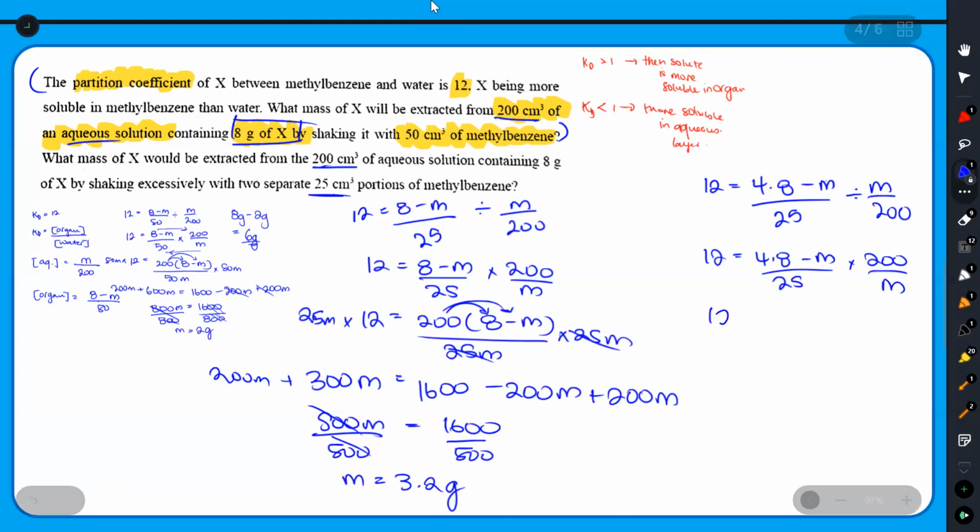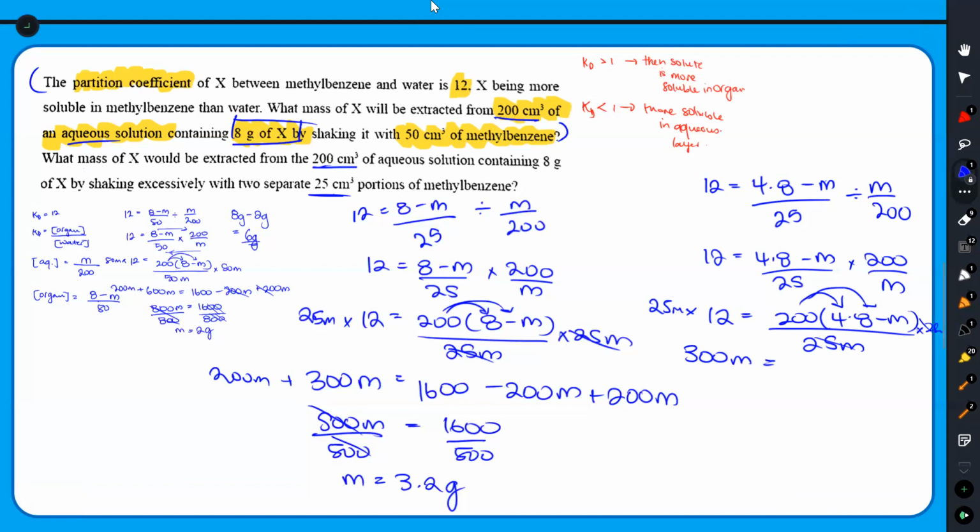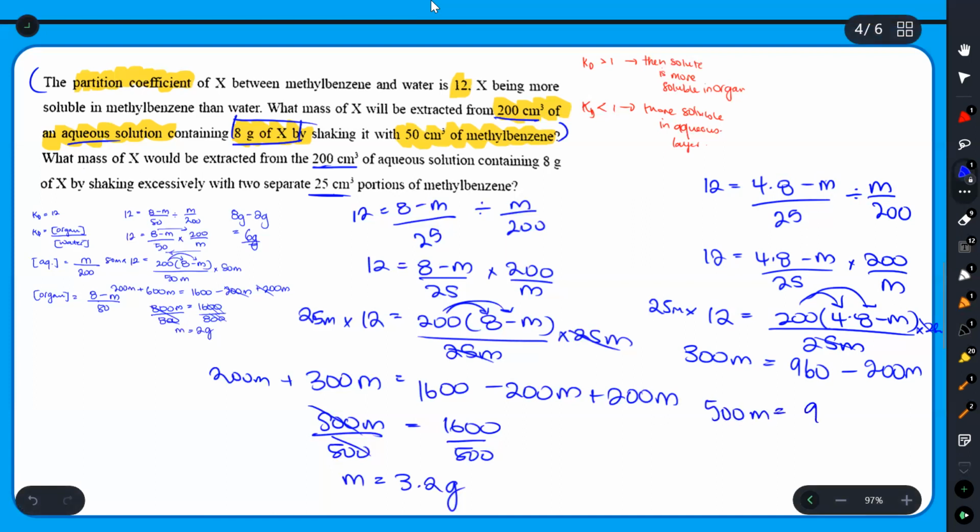We'll do the same thing. We've done this so many times. So 200 times 4.8 minus m over 25m. Again, distribute these brackets, multiply by 25m on both sides. So 12 times 25, that's 300m being equal to 200 times 4.8 this time. That's 960. And then that would be minus 200m, because 200 times negative m is negative 200m. We'll add 200m on both sides. So that's 500m being equal to 960.